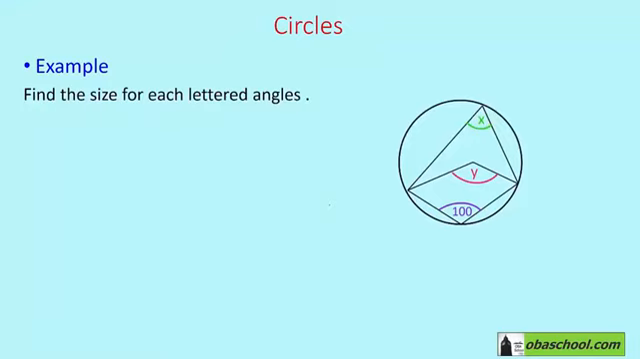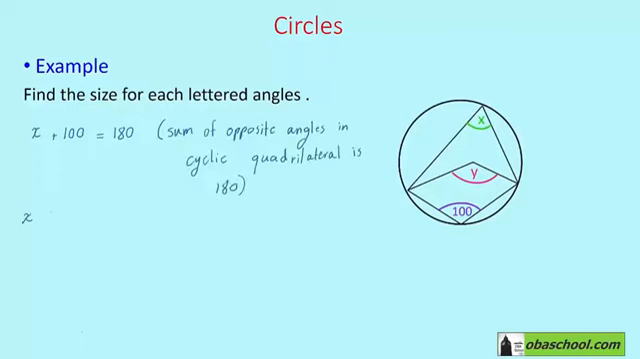So let's use this theorem to solve this example. Find the size for each lettered angle. So basically, we have x found inside a cyclic quadrilateral, and it is facing a 100 degrees angle. And we know that the total of x plus 100 is equal to 180. So using this rule, I'm going to find the measurement of x, which is 180 minus 100, which is equal to 80 degrees.